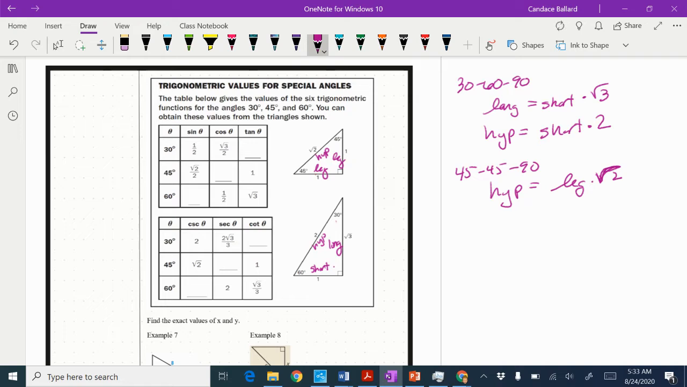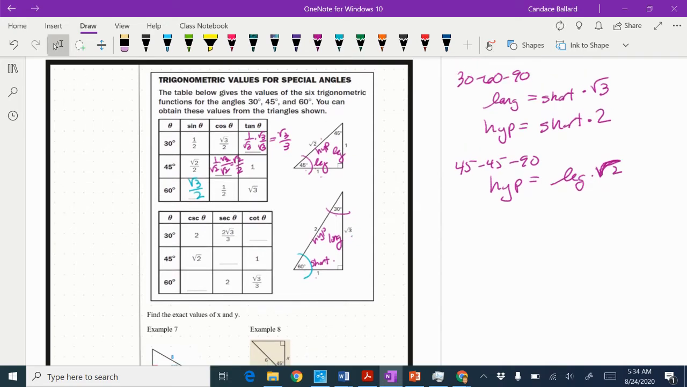So my 30-degree angle is here. So my opposite for tangent would be 1 over the adjacent, which would be square root of 3. So I'd have 1 over square root of 3, or when I rationalize it, I get square root of 3 over 3. On the 45-degree, I've got my cosine is adjacent over hypotenuse. So 1 over square root of 2. And then when I rationalize it, I get square root of 2 over 2. And then on the 60, which is now down here at the bottom, I have my sine. So sine is opposite square root of 3 over hypotenuse 2.